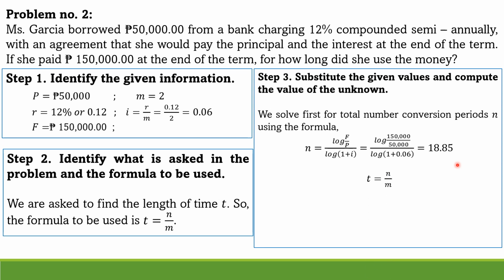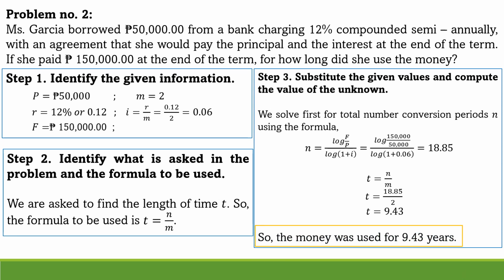Then, we'll just substitute now to our formula. T is equal to N divided by M. So, ang atin pong N ay 18.85. Ang atin pong M is 2. Okay? So, the time is 9.43. Okay? So, the money was used for 9.43 years. Okay? Next, let's proceed to our problem number 3.